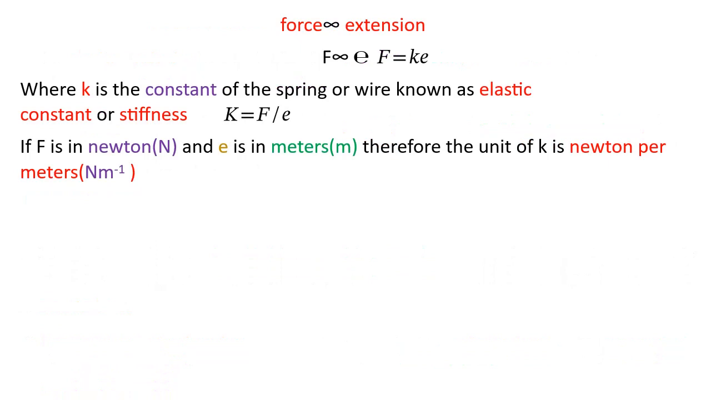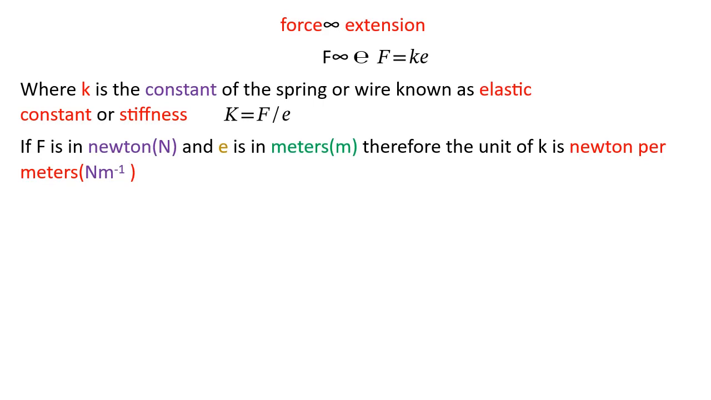Therefore, Hooke's law can be expressed mathematically as force proportional to extension. That's F proportional to E. Therefore, in mathematics or in physics, when you remove the proportionality sign, you introduce a constant. Therefore, F is equal to KE.